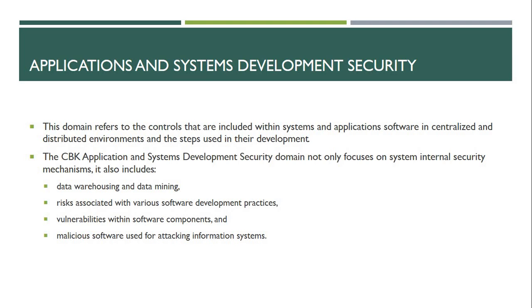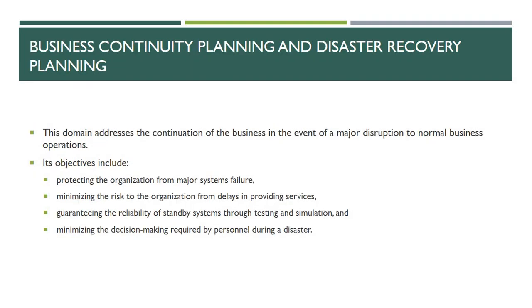So the CBK applications and systems development security domain not only focuses on internal security mechanism, but it also includes the following. So you have here the data warehousing and data mining, risk associated with various software development practices, vulnerabilities within software components, and malicious software used for attacking information system. So the third domain will be the business continuity planning and disaster recovery planning. So this domain addresses the continuation of the business in the event of a major disruption to normal business operations.